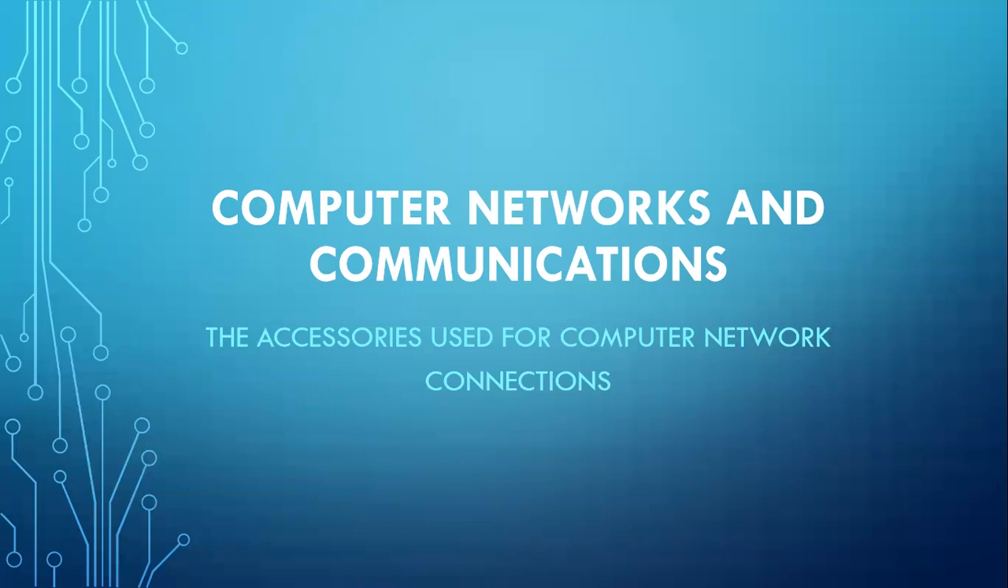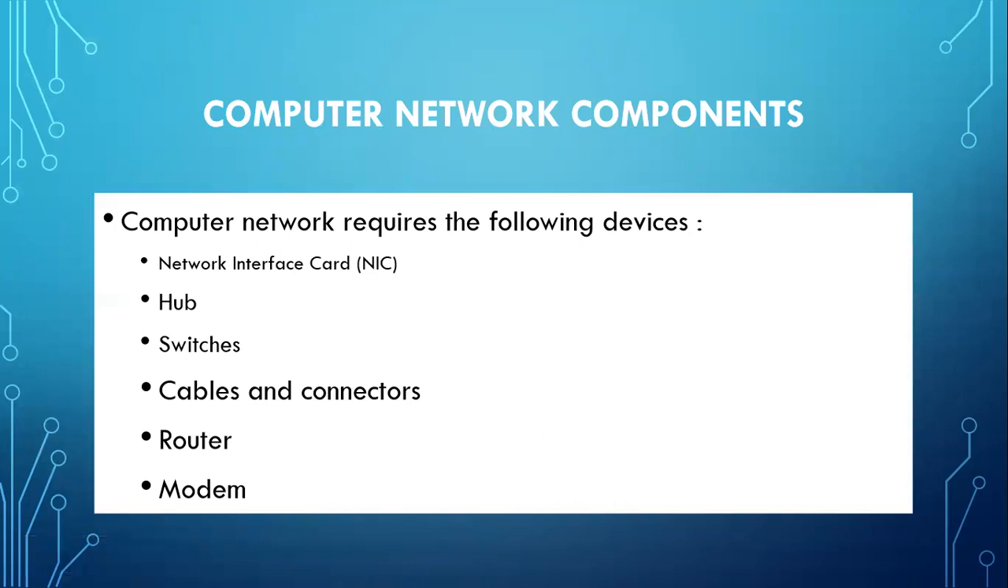Our topic is computer networks and communications. We're still discussing the various accessories that are used for computer network connections. So far, we've discussed some of them. We said the various computer network devices include the network interface card, NIC, the hub, switches, cables and connectors, router, and then there's also the modem.